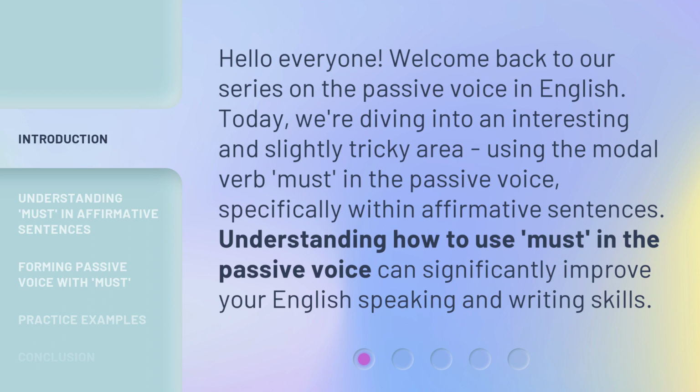Today, we're diving into an interesting and slightly tricky area, using the modal verb must in the passive voice, specifically within affirmative sentences. Understanding how to use must in the passive voice can significantly improve your English speaking and writing skills.